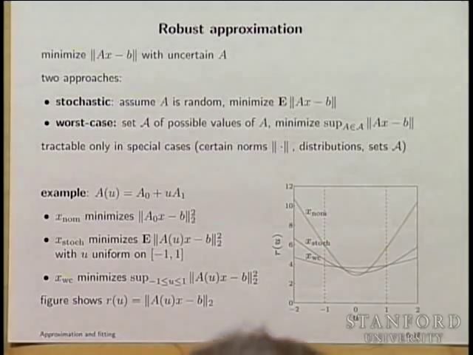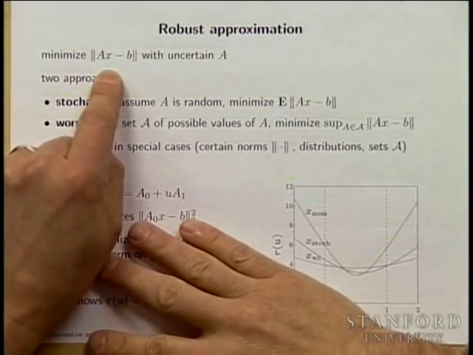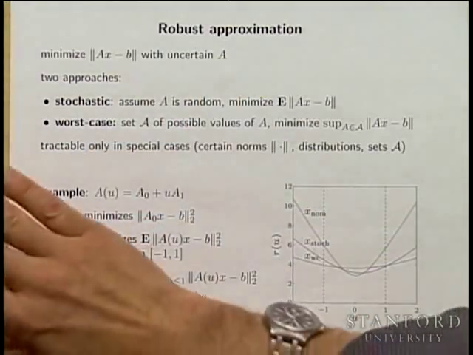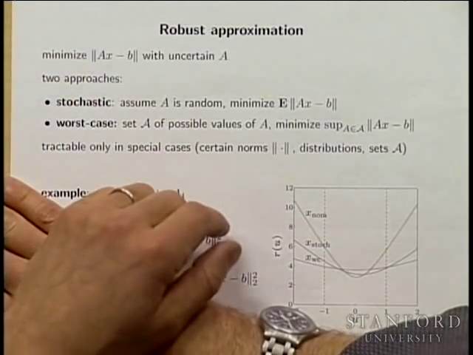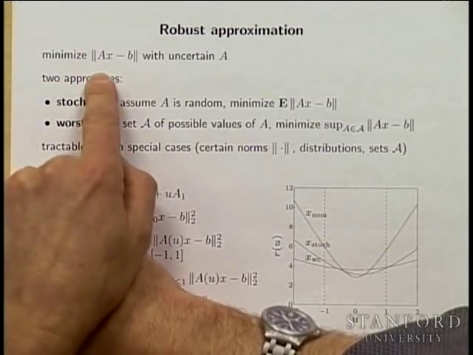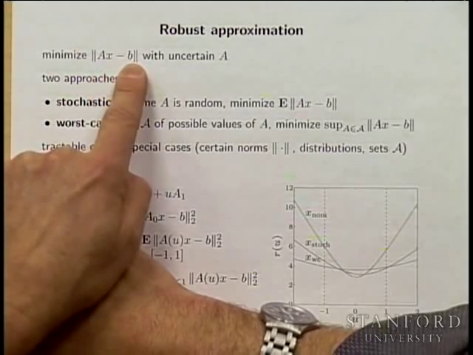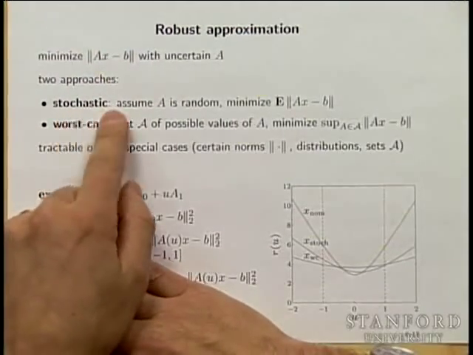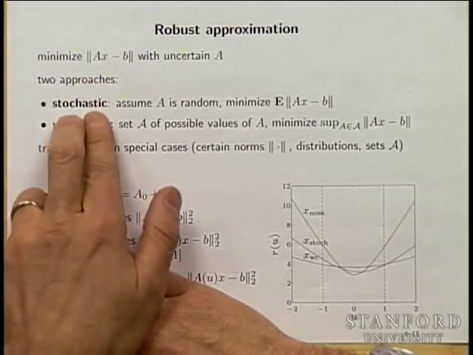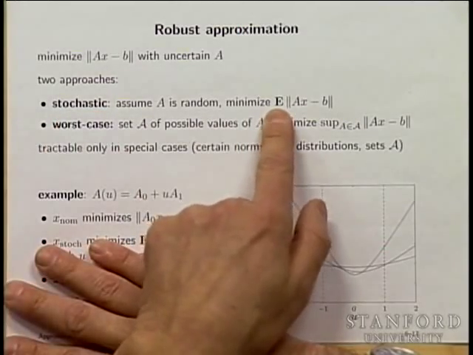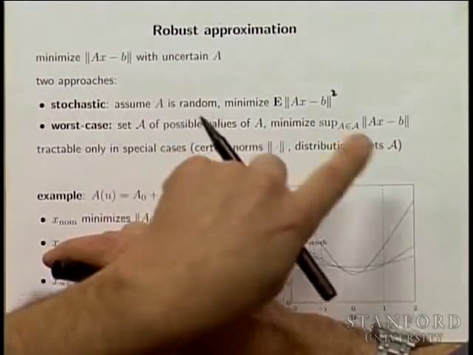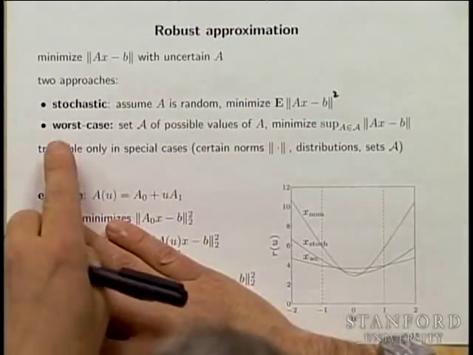The next topic is robust approximation. Here, you want to minimize norm Ax minus b, but the problem is that you don't know A. And there are lots of models for this. One is stochastic, so you could assume A has a probability distribution. By the way, same for b. Actually, in a sense, we've already assumed b has a probability distribution. That's what this norm is dealing with. But here, we could assume A has a probability distribution. And for example, you might minimize the expected value of the norm or the expected value of the norm squared, the second being occasionally tractable.